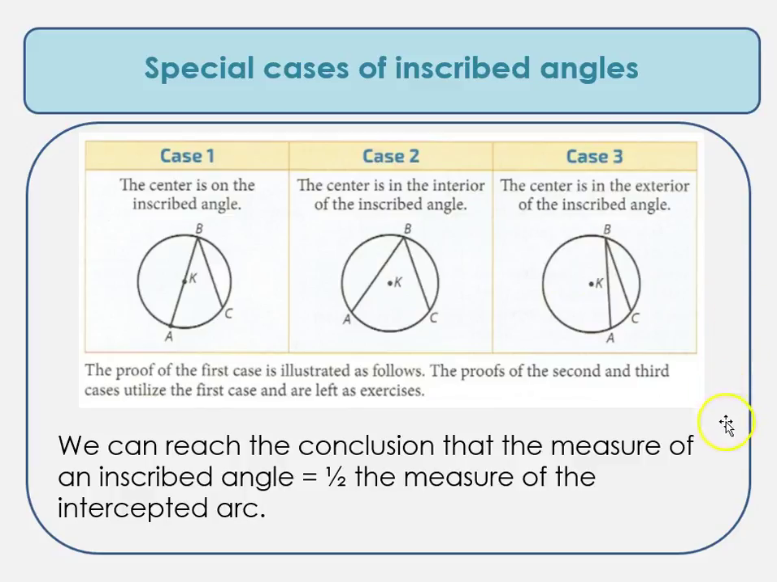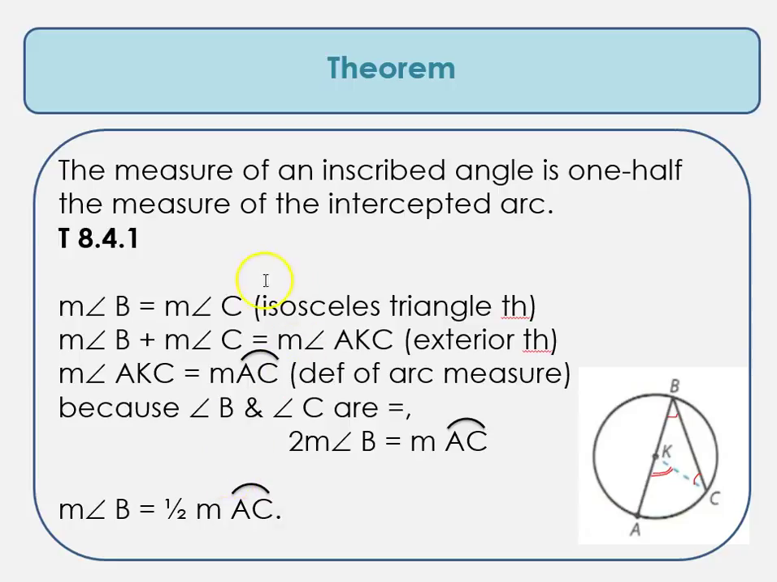We can reach the conclusion that the measure of an inscribed angle equals 1/2 the measure of the intercepted arc by looking at the last slide and determining that the 90-degree angles were 1/2 of 180, and now we have the theorem for that. So theorem 8.4.1, the measure of an inscribed angle is 1/2 the measure of the intercepted arc. So we have central angle measure will be equal to the measure of the intercepted arc. Inscribed angle measure will be 1/2.